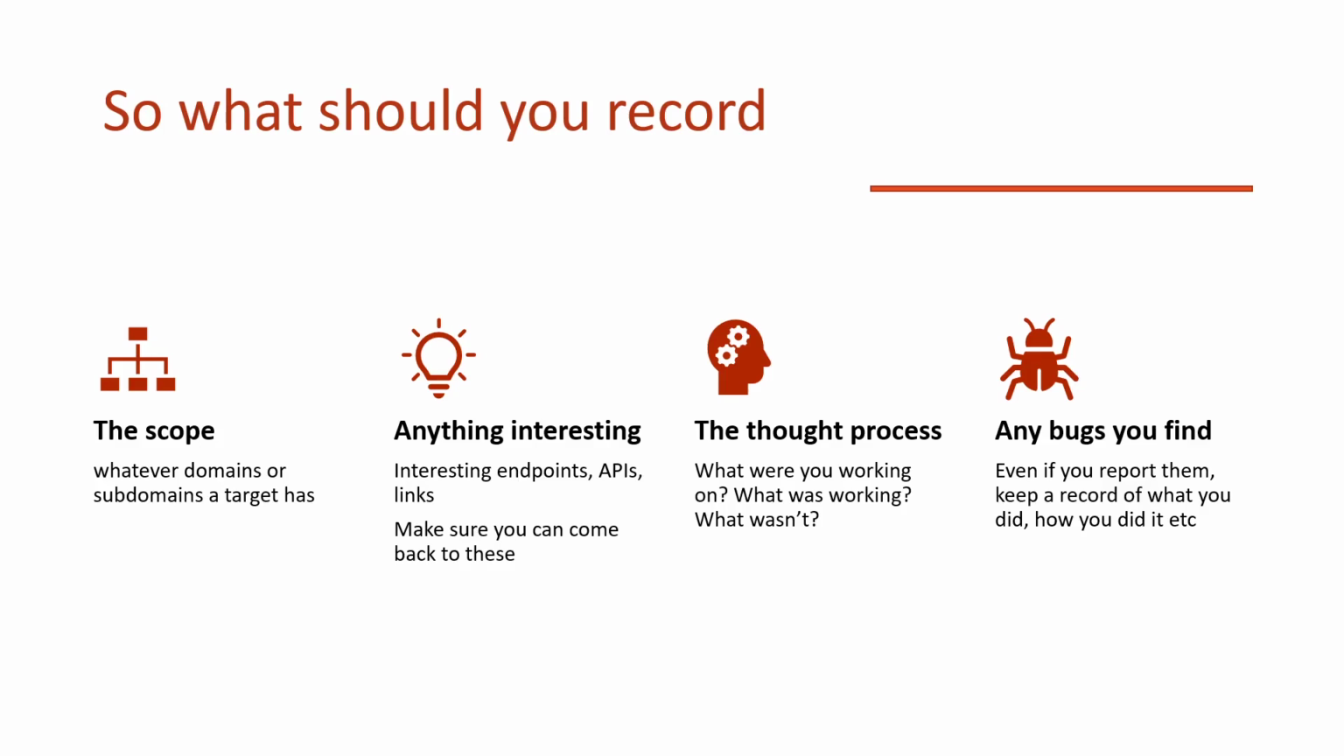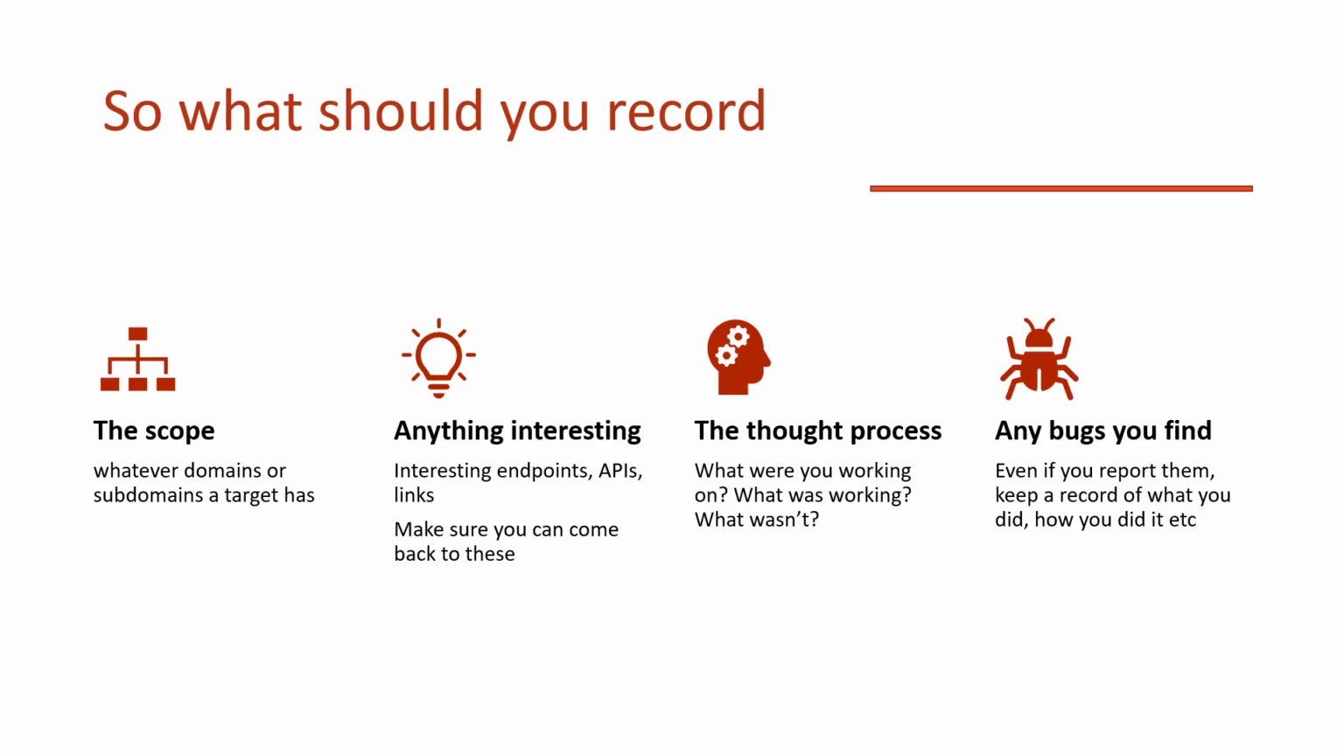The next one is your thought process. What were you working on? What was working? What wasn't working? So you can go back to it at a later date, even if that might be a few months away. Going back to look at a target that you were struggling on, you can look back at what you already tried so you're not repeating it.